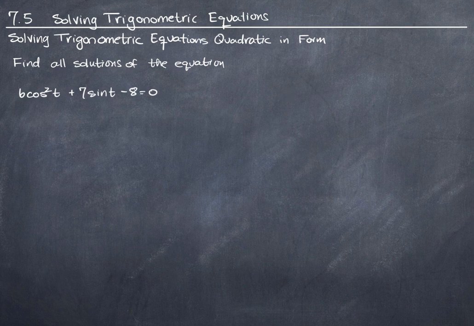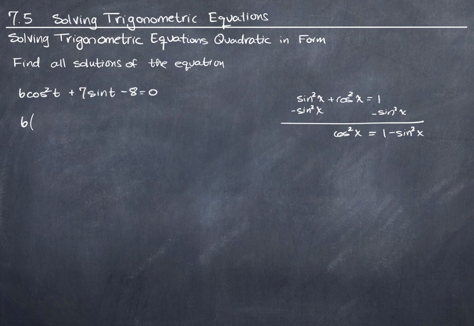I'm going to remember that since the sine squared of x plus the cosine squared of x equals 1, I can replace cosine squared of x with 1 minus the sine squared of x. And I'm going to do just that. So I'm going to rewrite this as 6 times, not the cosine squared, but 1 minus the sine squared of t plus 7 times the sine of t minus 8 equals 0.